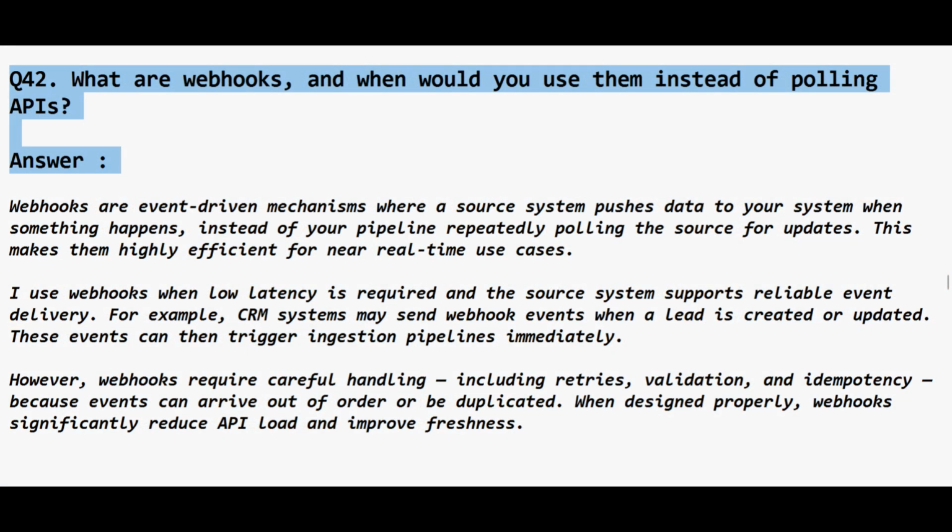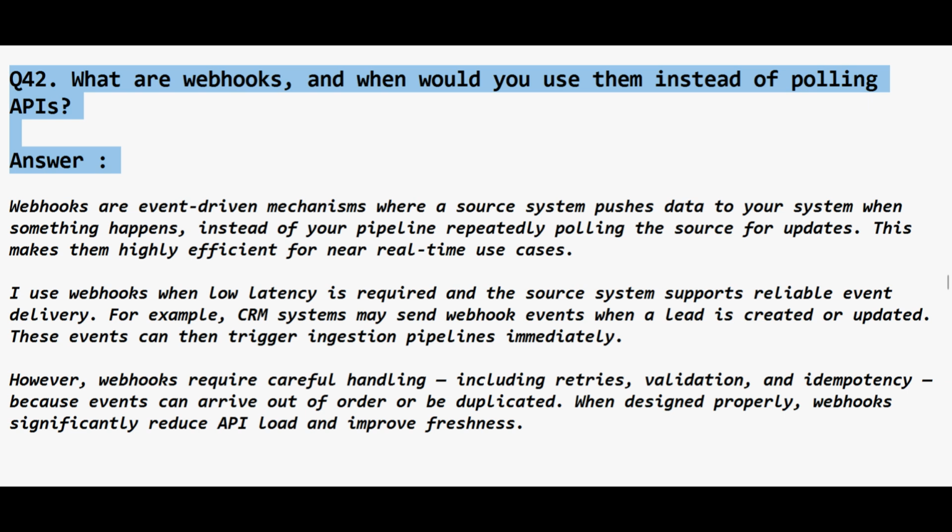Question 42. What are webhooks, and when would you use them instead of polling APIs? Answer. Webhooks are event-driven mechanisms where a source system pushes data to your system when something happens, instead of your pipeline repeatedly polling the source for updates. This makes them highly efficient for near real-time use cases. I use webhooks when low latency is required and the source system supports reliable event delivery.